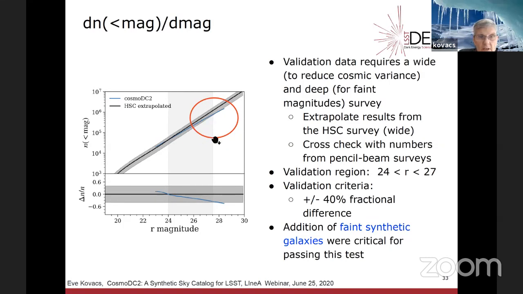The validation region that was specified by weak lensing and deep blending was this 24 to 27 region, so very faint galaxies. And the validation criteria was set to be, we wanted to be within plus or minus 40% of the target. So the very faintest galaxies are out here where this red circle is. And this is where it was absolutely crucial to add the ultra faint galaxies to the catalog, because without those, we wouldn't have passed this test.